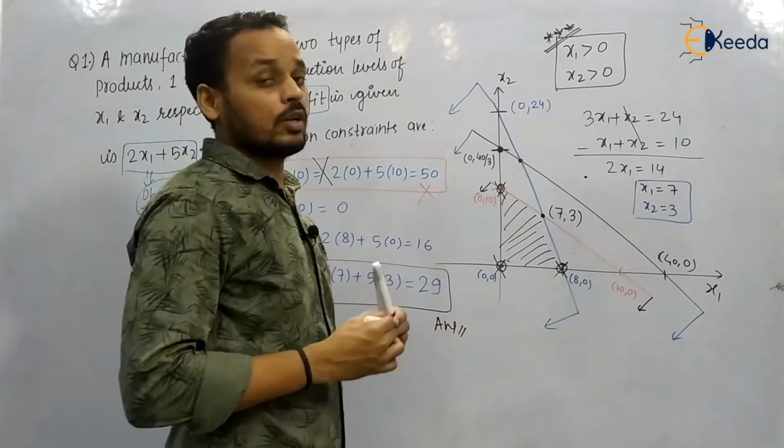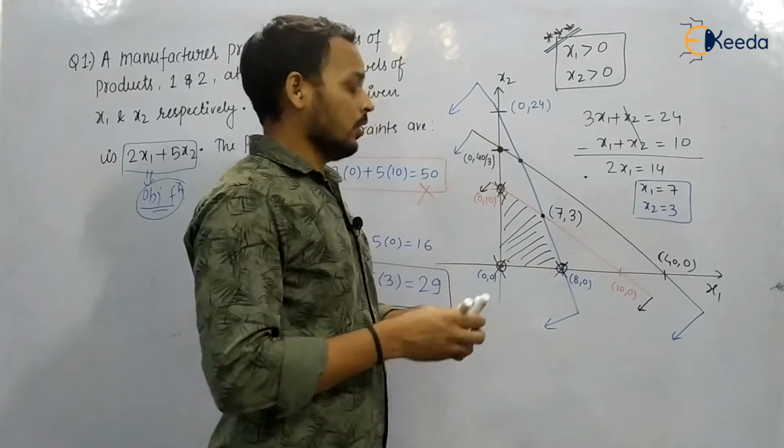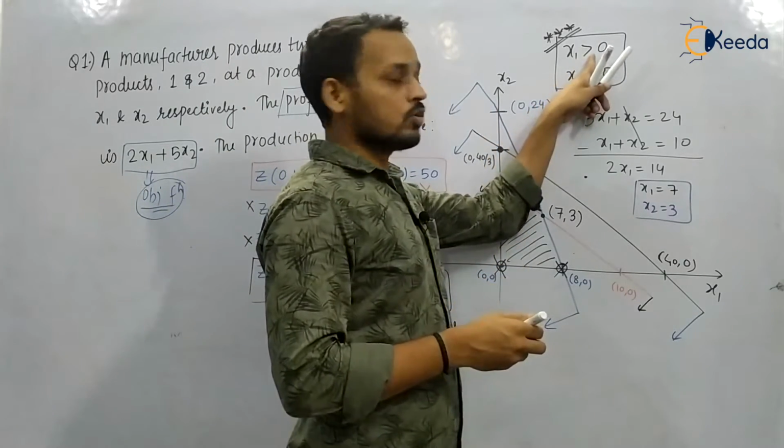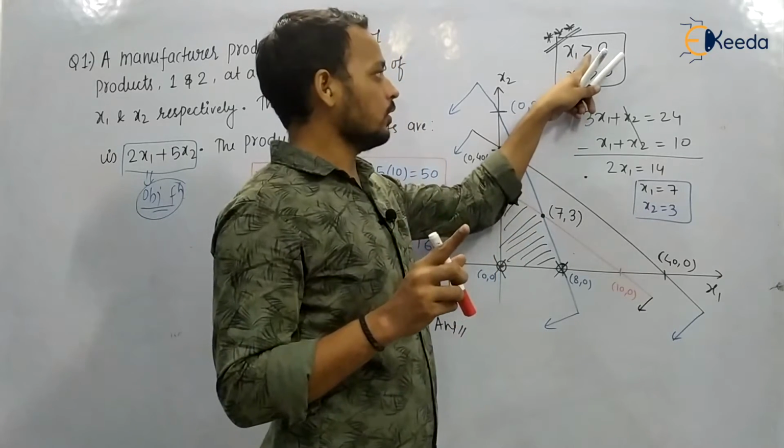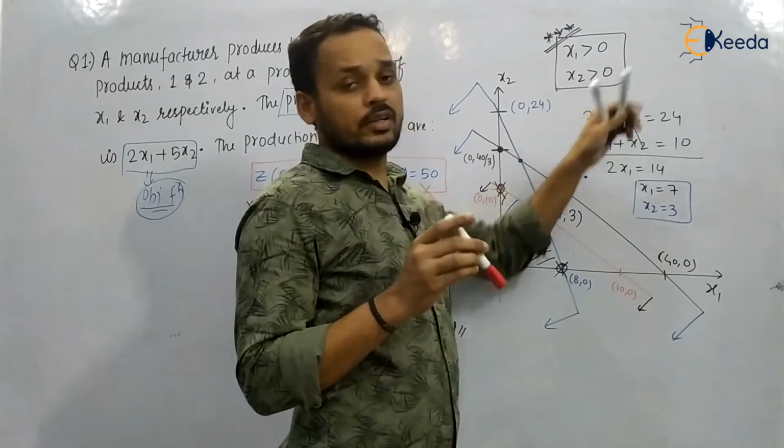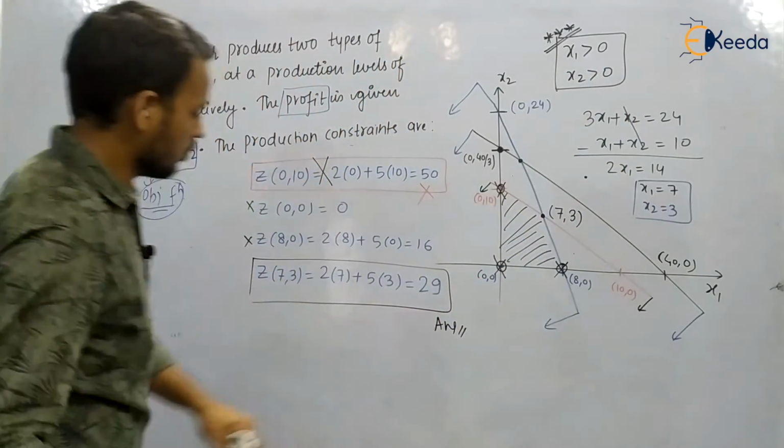Okay, our answer is 29. So be careful in this type of question. It is not given greater than or equal to 0, so you cannot take this point. 0 comma 10 is not the answer because it is only saying x1 greater than 0 and x2 greater than 0. So the answer is 29.